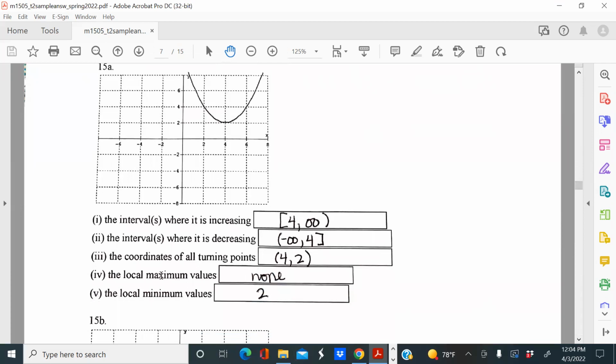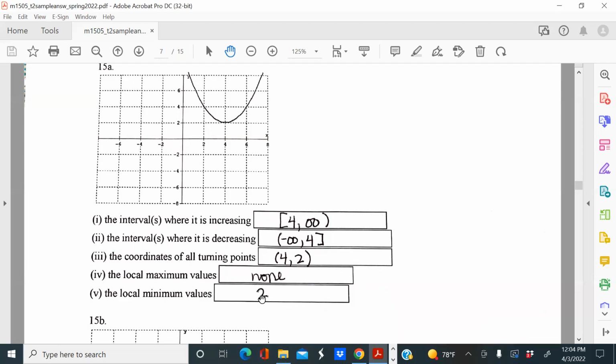What are our local maximum values? Well, we don't have a local maximum here. We don't have a peak turning point, but we do have this valley turning point. And of course, its coordinates are 4 and 2, right? And so that means our local minimum value here is 2. That's the y coordinate of the turning point. But you could also write the turning point coordinates (4, 2) as the answer to this question. We sometimes answer this question in the form of a point instead of just a single value.